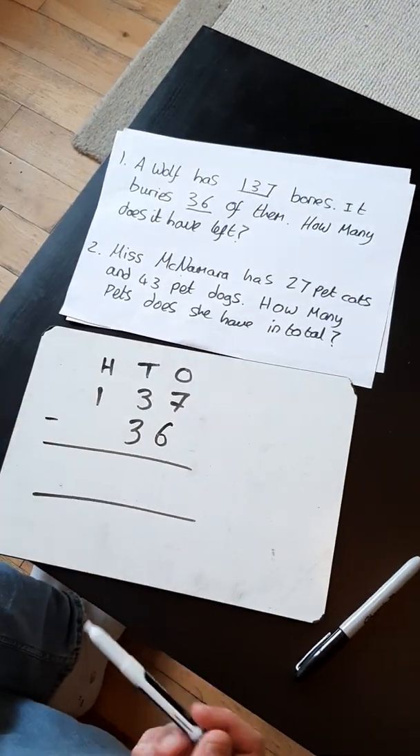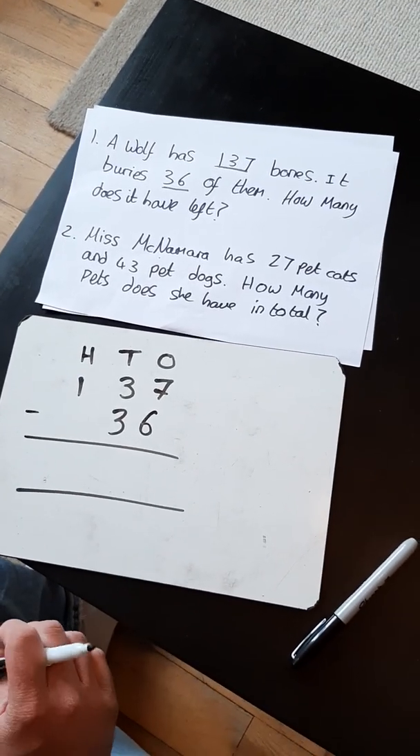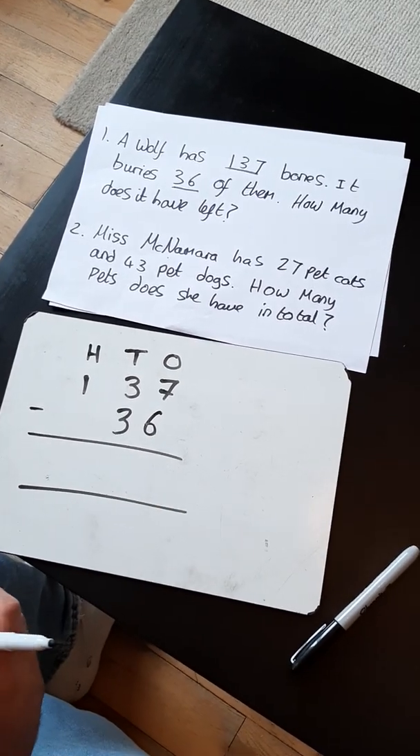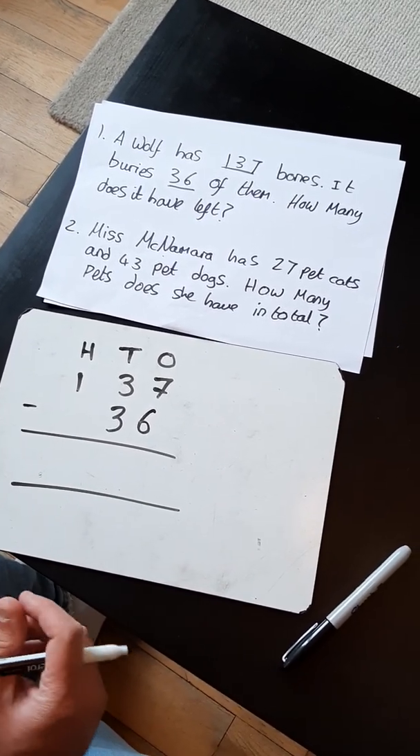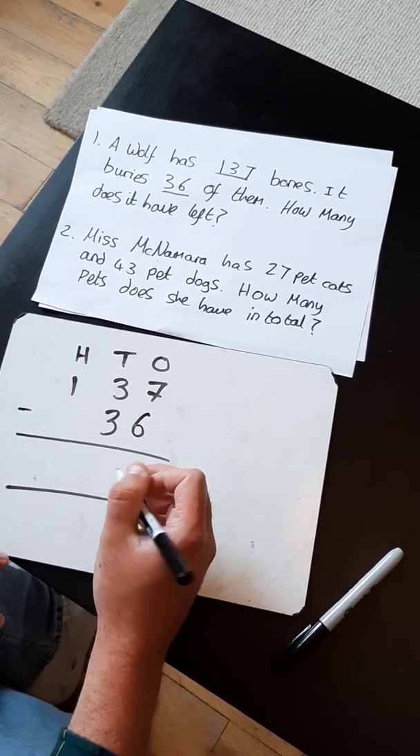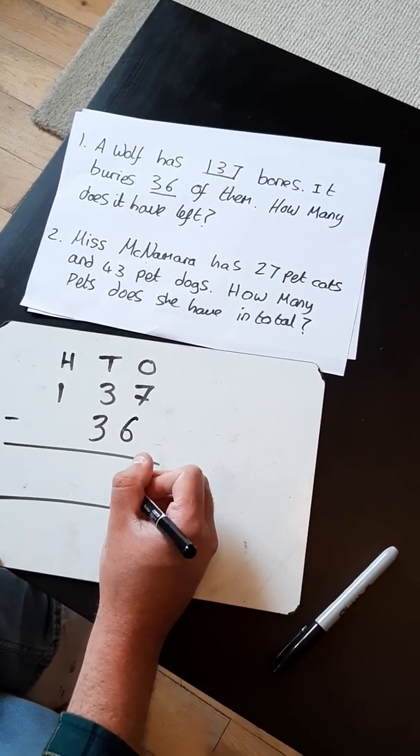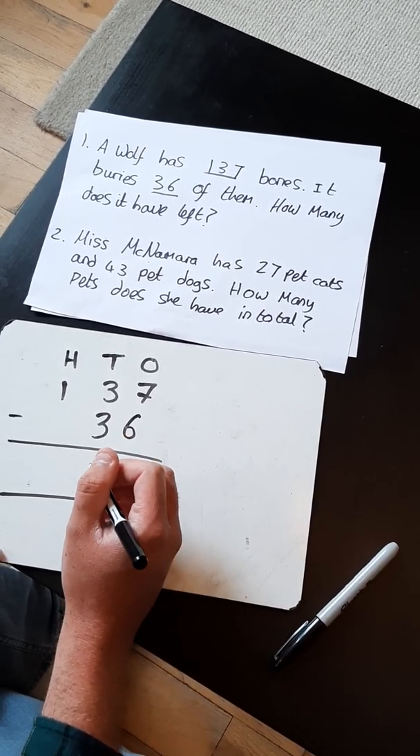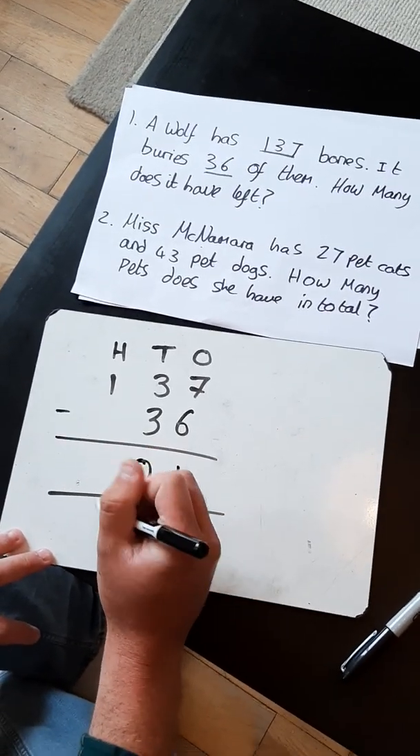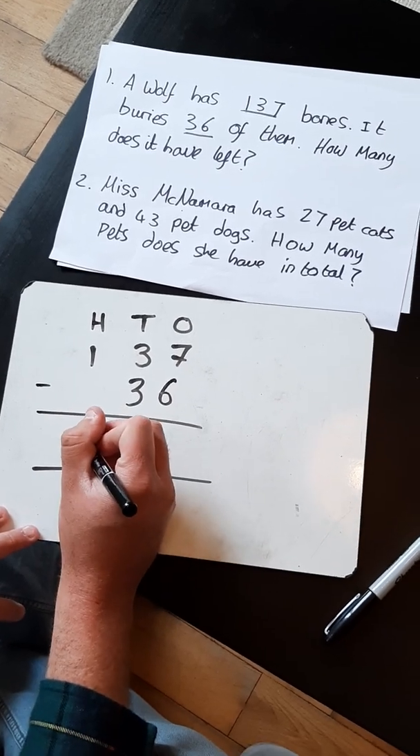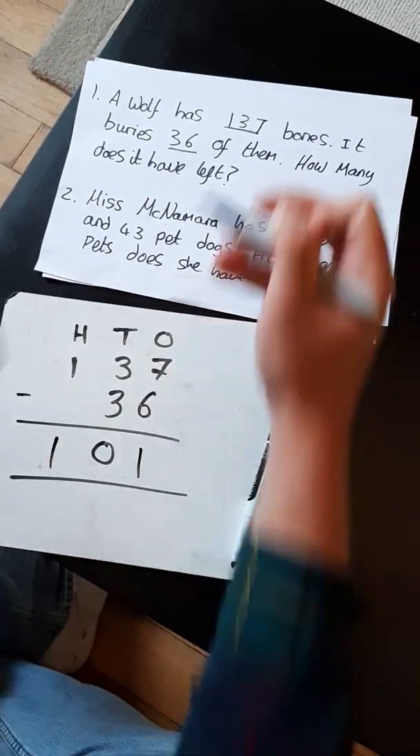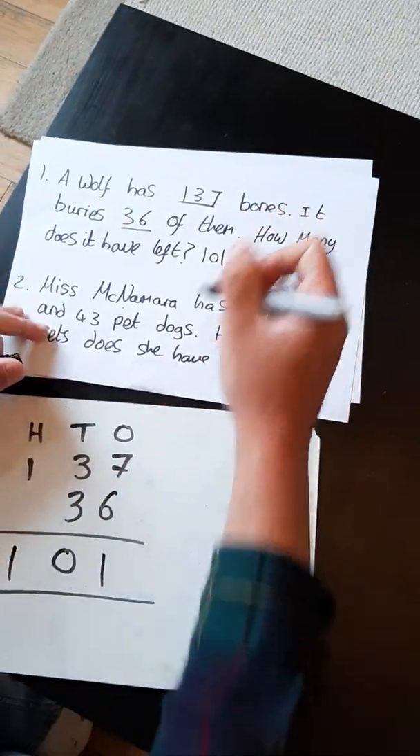So once again, I'll lay out my method in my column method, hundreds, tens and ones. My bigger number, my starting number, the 137 bones that the wolf originally had, subtract the 36 that it buried, and that will give me the answer to how many I had left. So 7 subtract 6 gives me 1. In our tens column, 3 subtract 3 gives me 0. And 1 subtract nothing gives me 1. So I know that the wolf has 101 bones left.